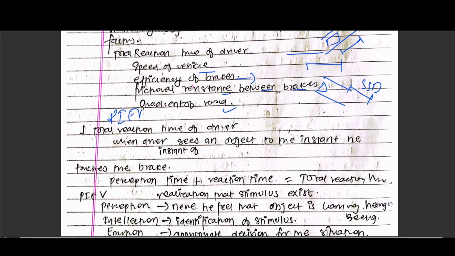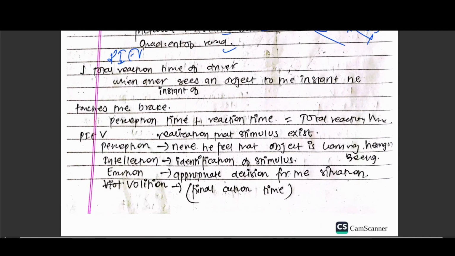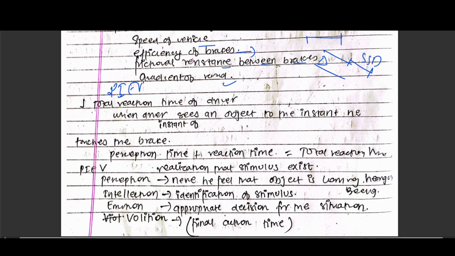That is perception, intellection, emotion, and the next one is volition. So basically we explained the stopping sight distance by this theory as well, and it is a very important theory. First one is the perception. Perception means that the driver realizes, the driver feels that something is in front of him.